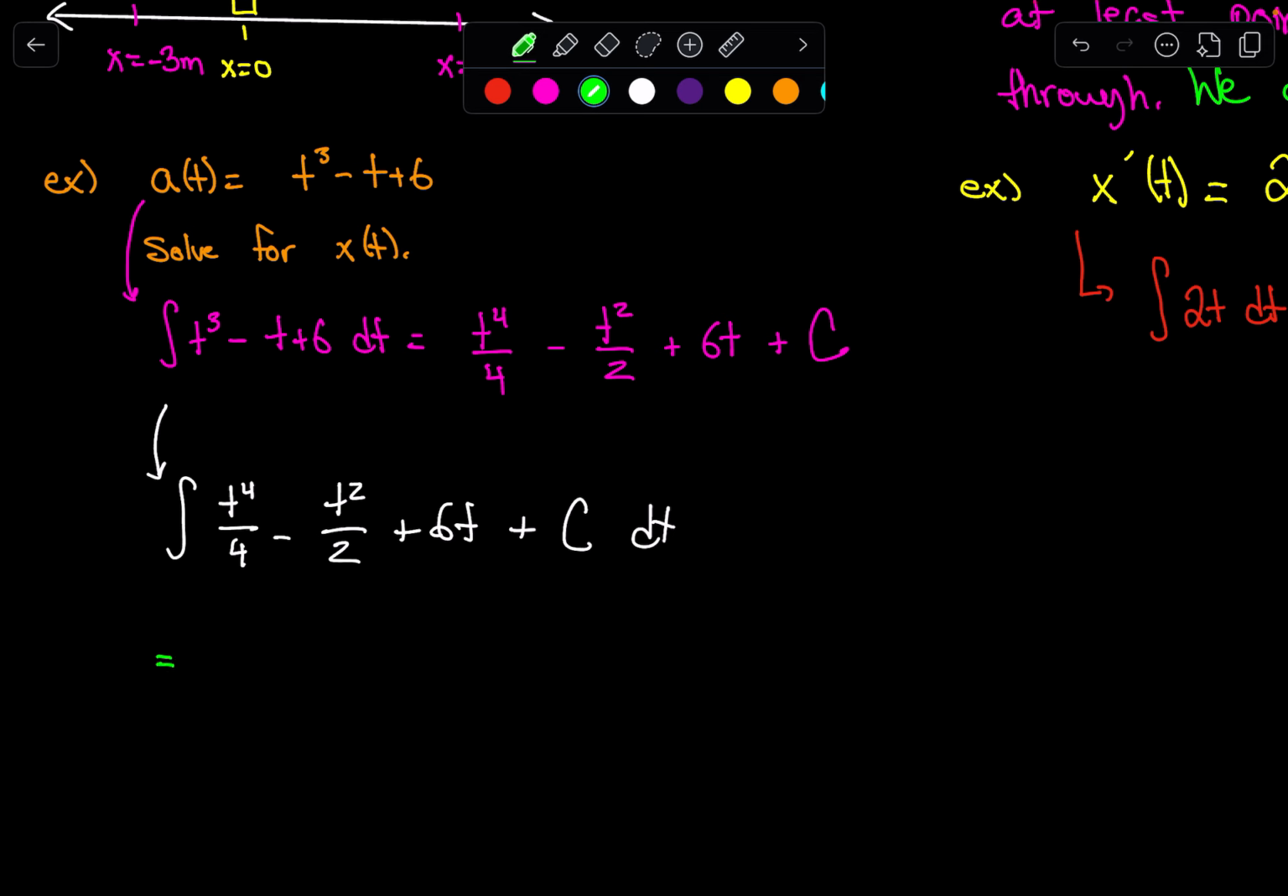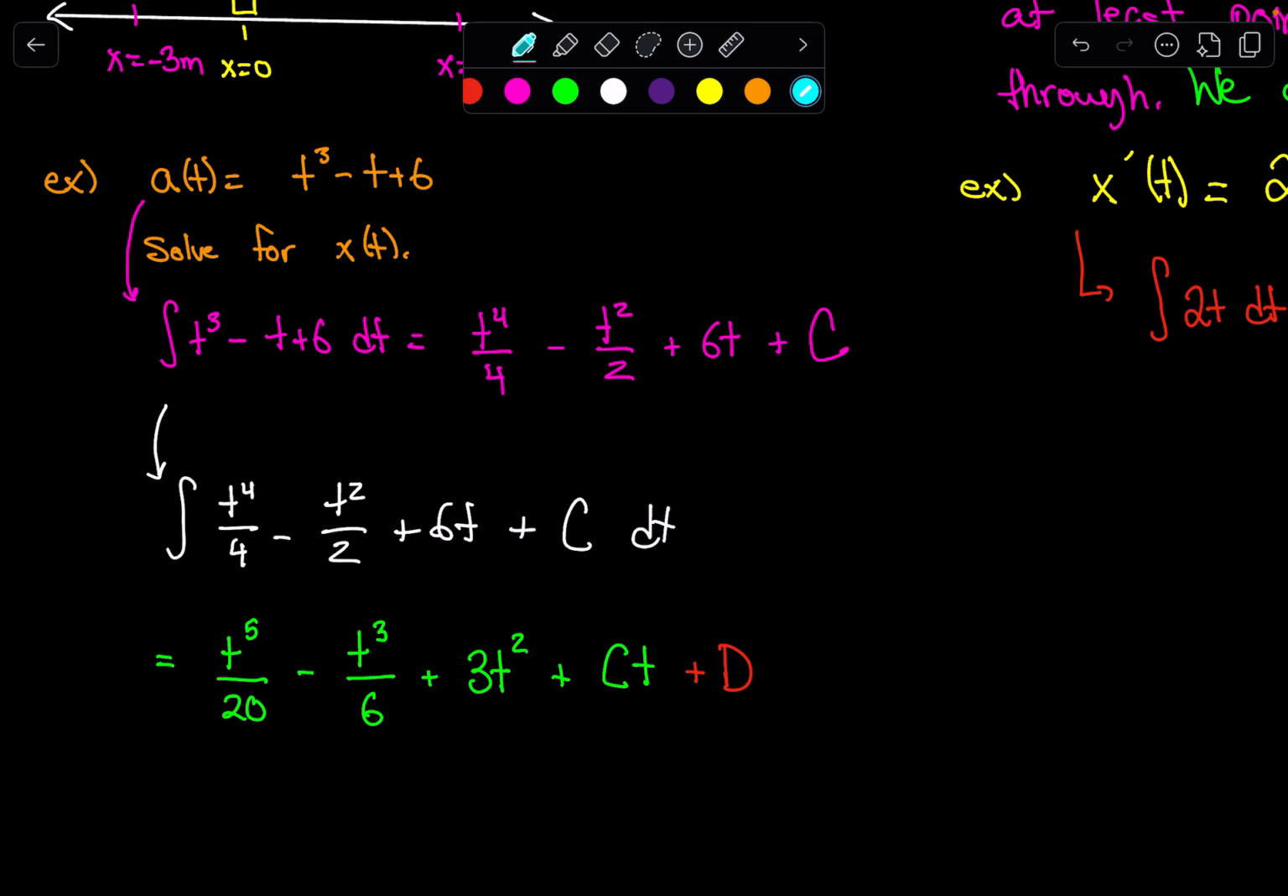And so we're going to get, when we add 1 to the exponent, t to the 5th divided by 5 is going to give us 20 down there. T cubed divided by 3 is going to give us a 6. 6t squared divided by 2 is going to give us a 3t squared. Then I'm going to have a c times t, and then out pops another constant. I'm going to call it plus d. And this is supposed to be our position function x of t.